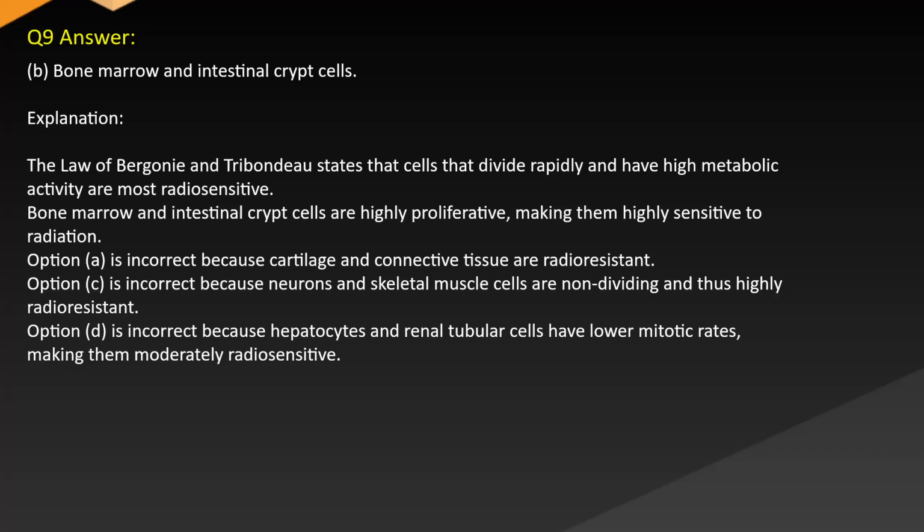Explanation: the law of Bergonié and Tribondeau states that cells that divide rapidly and have high metabolic activity are most radiosensitive. Bone marrow and intestinal crypt cells are highly proliferative, making them highly sensitive to radiation. Option A is incorrect because cartilage and connective tissue are radioresistant. Option C is incorrect because neurons and skeletal muscle cells are non-dividing and thus highly radioresistant. Option D is incorrect because hepatocytes and renal tubular cells have low mitotic rates, making them moderately radiosensitive.